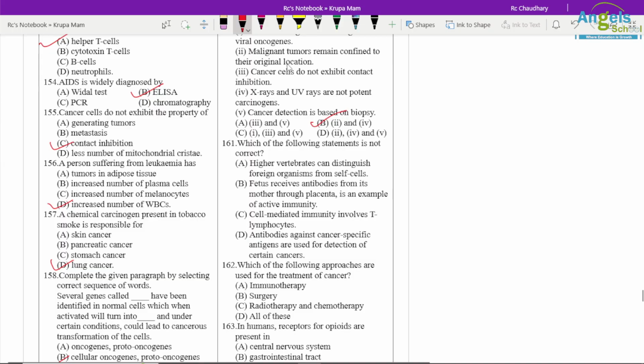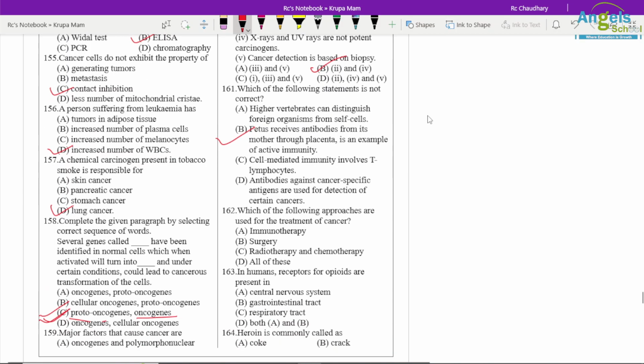Which of the following statements is not correct? A fetus receiving antibodies through the placenta is an active immunity. It is a passive immunity. So it is a wrong statement. Which of the following approaches are used to treat cancer? Immunotherapy, surgery, radiotherapy, chemotherapy, all of these can be used.